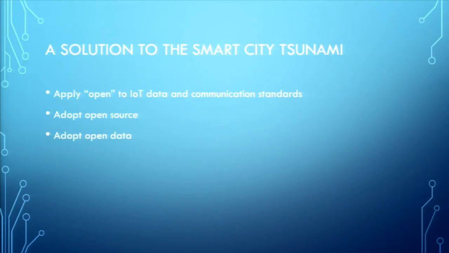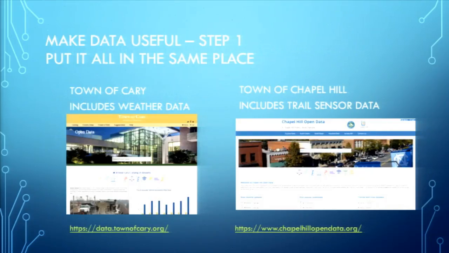So a solution to the smart city tsunami: apply open to the IoT data and communications protocols, adopt open source, and adopt open data. So how to make data useful? Put it all in one place. Why do we have to go to multiple systems to find data and then find somewhere we can do something with it? Let's put it all in one place.